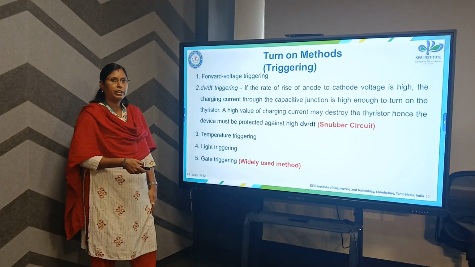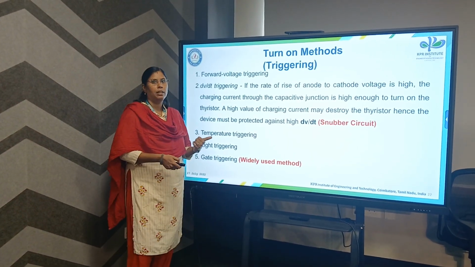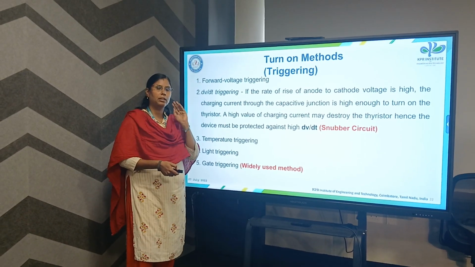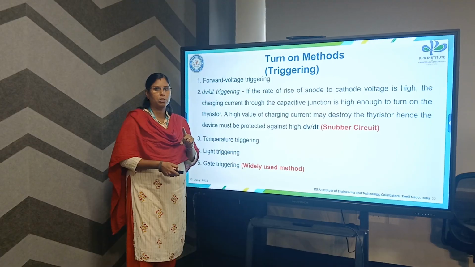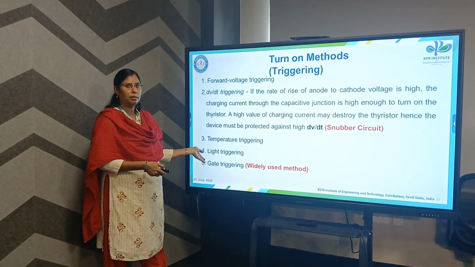We have different turn on methods. We already discussed how to turn on the thyristor. We give supply between anode and cathode, and separate triggering is given to the gate. That is one process of turning on the thyristor. We have 5 types of turn on methods.